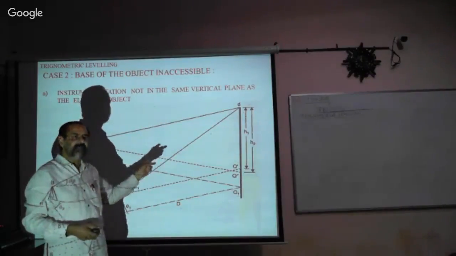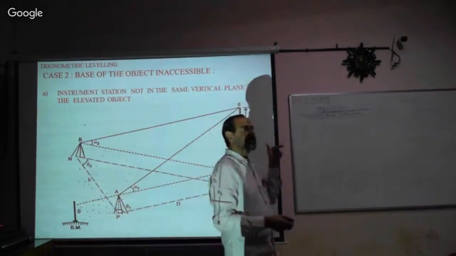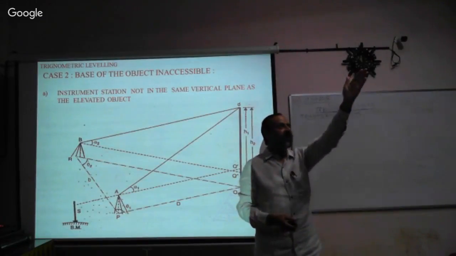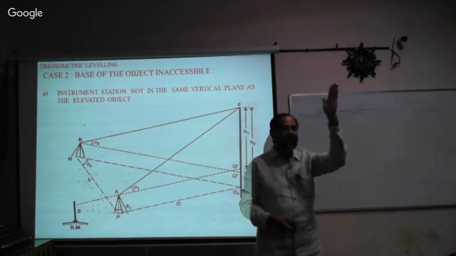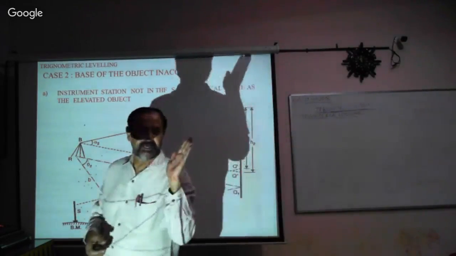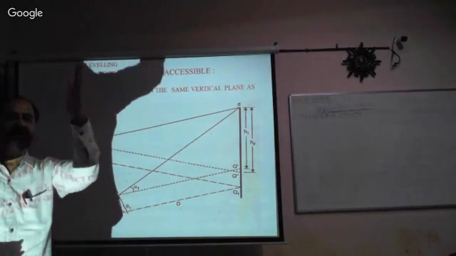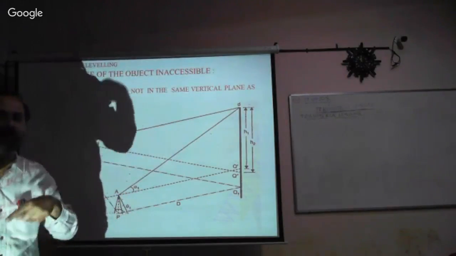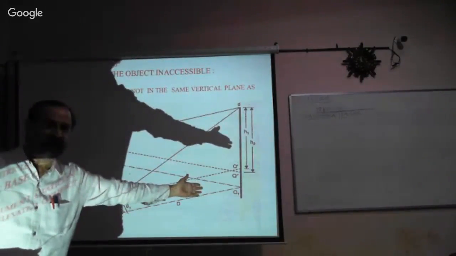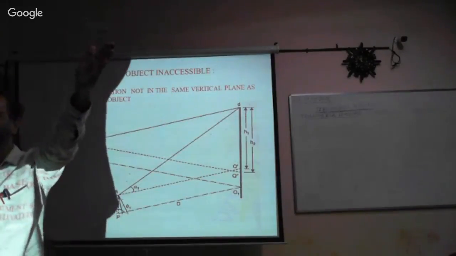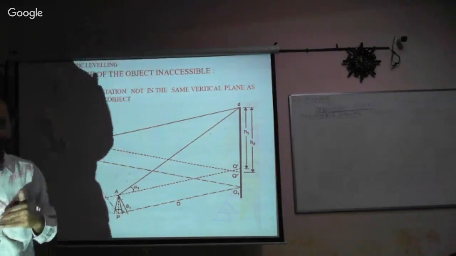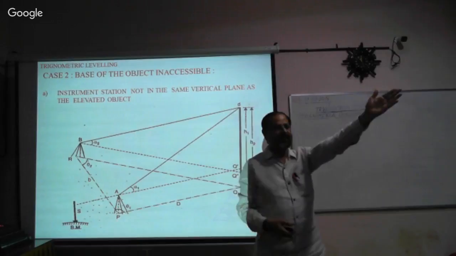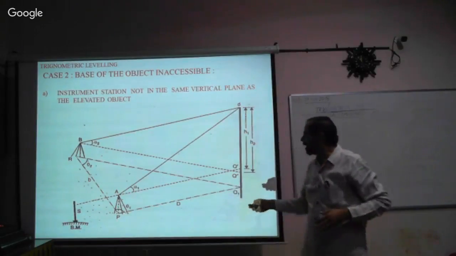Now here, in this case, this is the first instrument station and the elevated object is here. Then move the instrument to the second station, the elevated object is the same. Then it forms a triangle on the ground: the first station, the second station, and the elevated object. This forms a triangle, that you can see now.